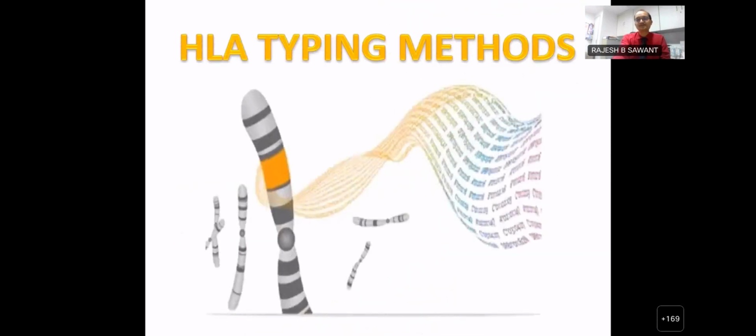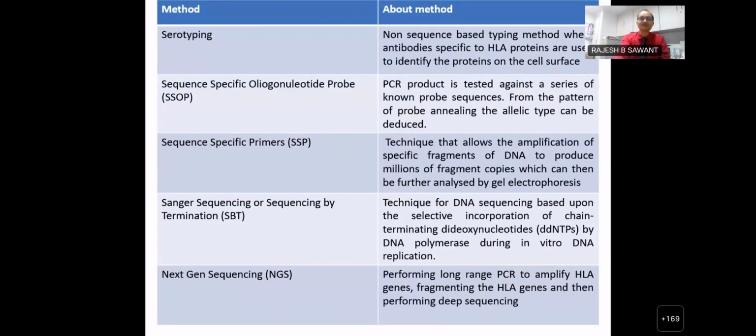Right. Now let us come to the actual practical aspect, that is the various techniques or methodologies that are used. So here, basically, this is just the broad classification. We began with serology, like we have immunohematology and serology. So serotyping was there, a non-sequence based typing method where antibodies specific to the HLA proteins were used. You have different HLA proteins that were known at that time, and you detect the antibodies to those particular specific HLA proteins. That is the serology method of testing.